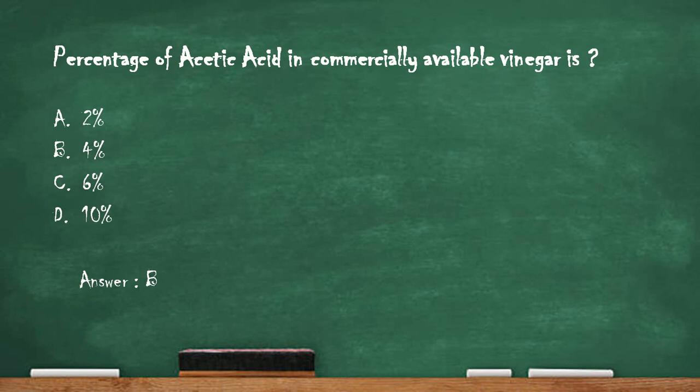Commercial vinegar typically contains around 4 to 5% acetic acid by volume, but it can also vary slightly depending on the brand and the type of vinegar. Most table vinegars fall within the range of 4 to 5% acetic acid.